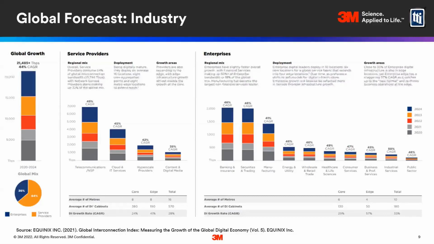And you can see from this slide from Equinix that the service providers or the industries driving that growth, we see telecommunications with 45%. We see cloud and IT services at 45% and hyperscale providers at 42%. So even though the scale here shows that there's variations in each of those, the growth rate for each of those service providers is still tremendous.